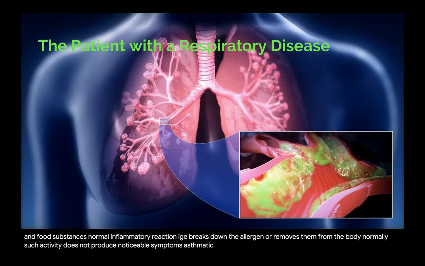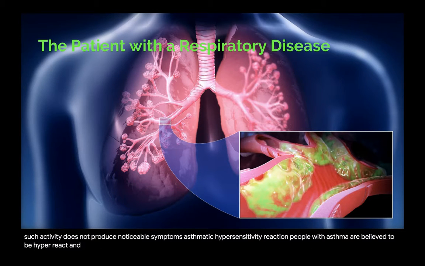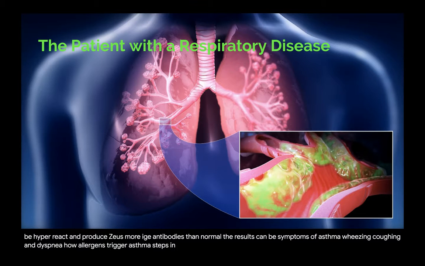Asthmatic hypersensitivity reaction. People with asthma are believed to be hyperreactive and produce more IgE antibodies than normal. The results can be symptoms of asthma: wheezing, coughing, and dyspnea. How allergens trigger asthma: steps in an IgE-mediated hypersensitivity reaction.